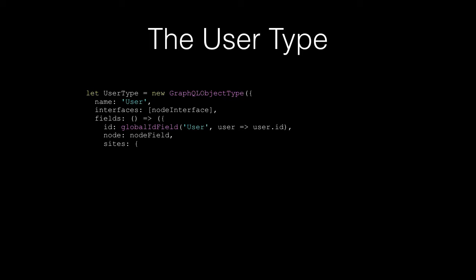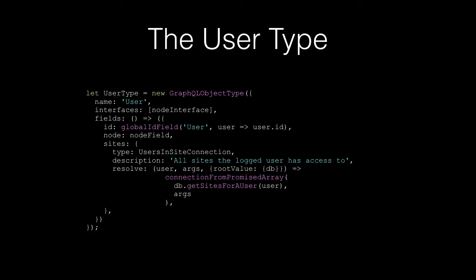And now sites is something that we want to access from the user, right? So this is how you define it. Sites is a type of, the type is user's site connection. And that thing, user's site connection, is something you get from another helper function. So you just describe with this helper function that you want to connect users with sites, and you get back this object you just plug in there. So nothing really complicated there. And then the description. And then the resolve function.